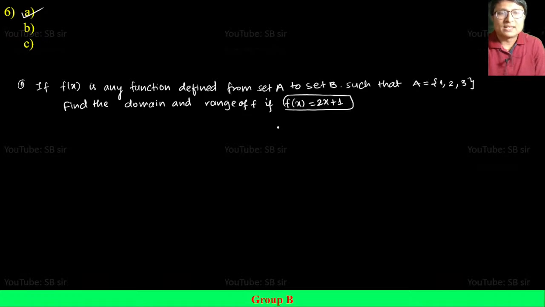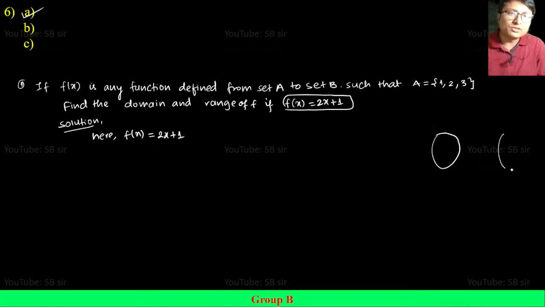यो दिएको छ, यसलाई युज गरेर हामीले के गर्नु पर्यो, फंक्शनको डोमेन र फंक्शनको रेन्ज निकाल्न पर्यो। सो यसमा के गर्ने, मैले यसको सोलुसन पनि लेखिदिन्छु, प्लिज गो अन राइटिङ हियर। f(x) is equal to 2x plus 1. So we have to find the domain and range.